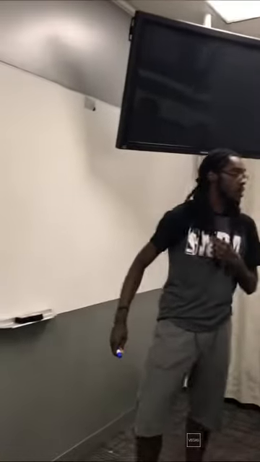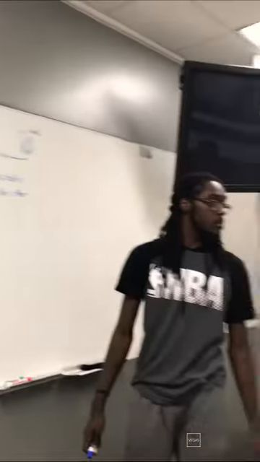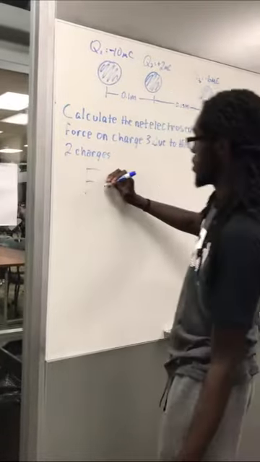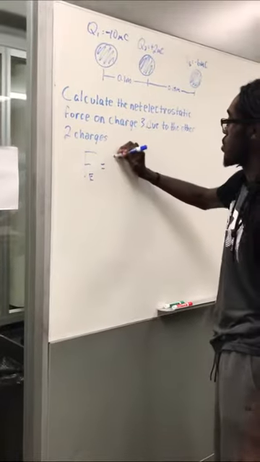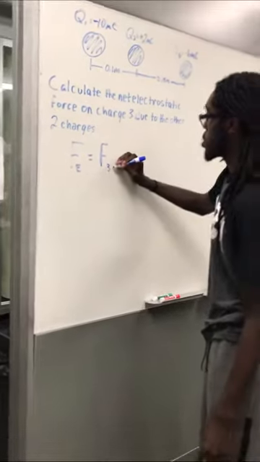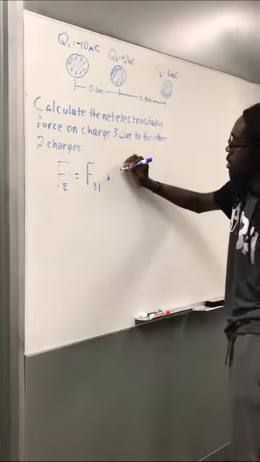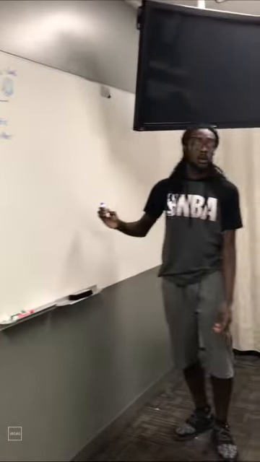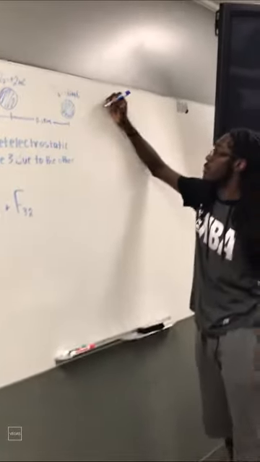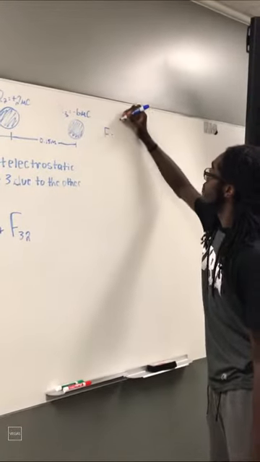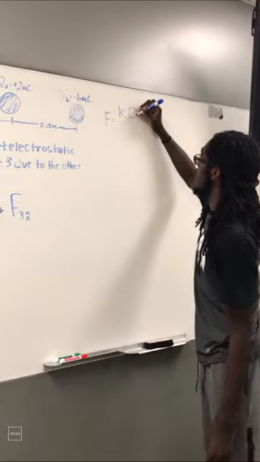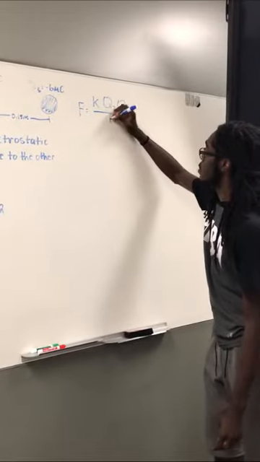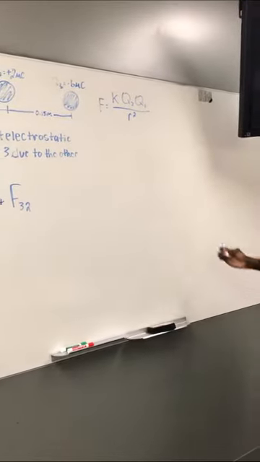So now that we've rewritten the problem, can anybody tell me what formula we would use for this? Coulomb's law. Okay. So the net force is going to be equal to the force on charge 3 due to charge 1 plus the force on 3 due to 2. Correct? Yes. Coulomb's law: F equals k Q3 Q1 over r squared. What does the r stand for again? The r is the distance between these.